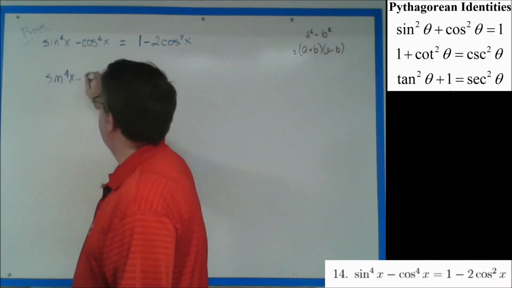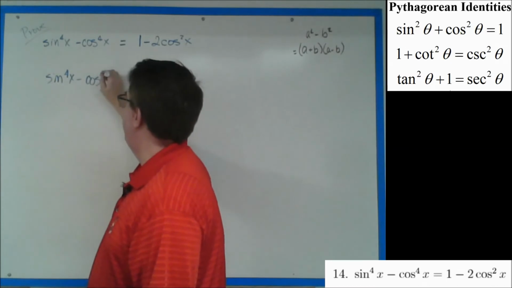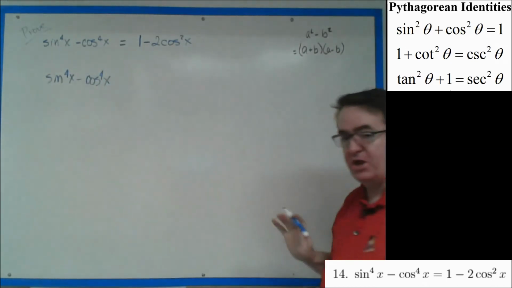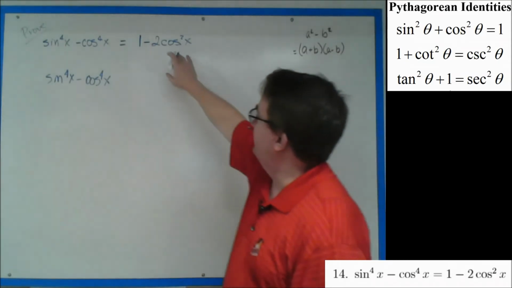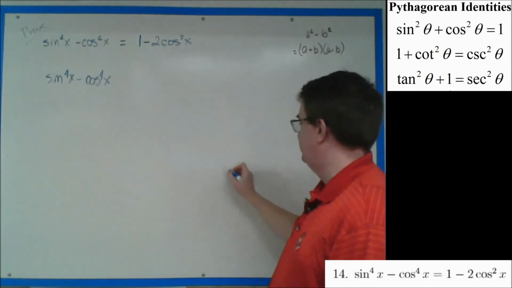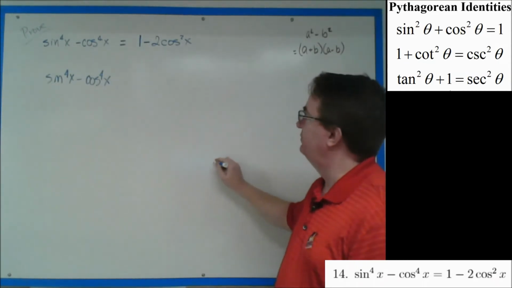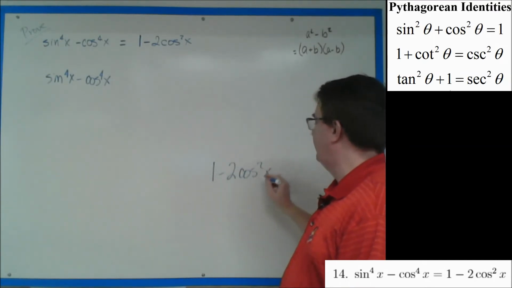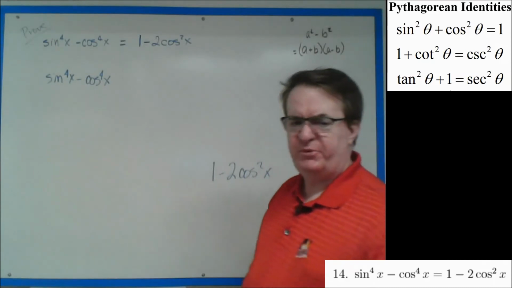So, sine to the fourth x minus cosine to the fourth x. That's where I'm starting. Again, where am I going? I want to end up here. So I want to start, and I'm going to end. The one thing I need to do is write bigger generally, but we'll see how this goes.